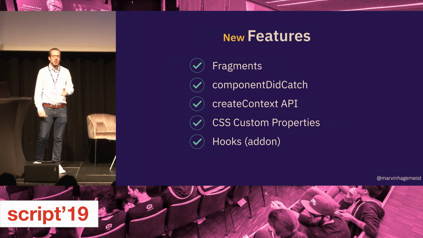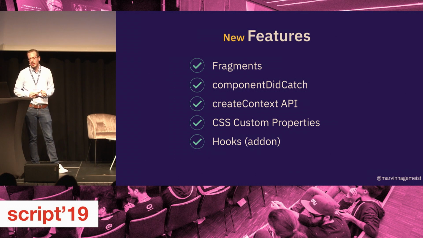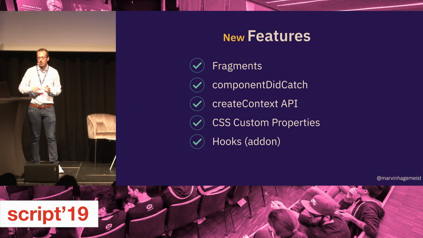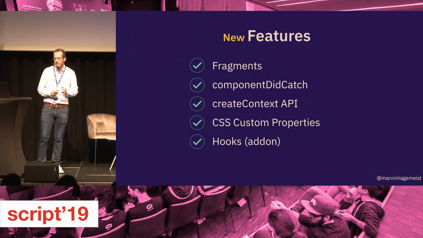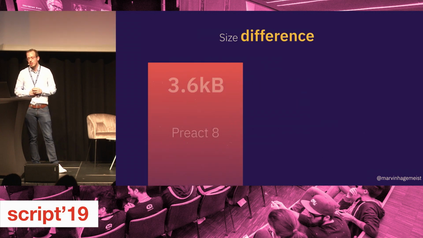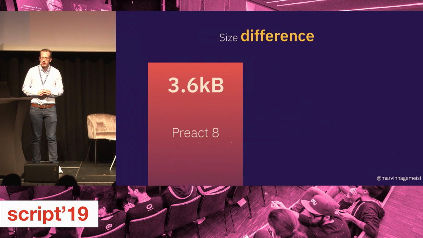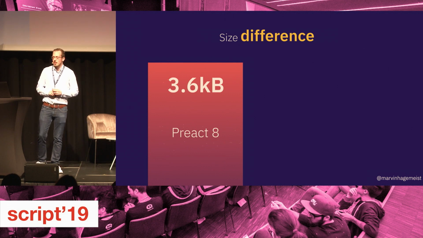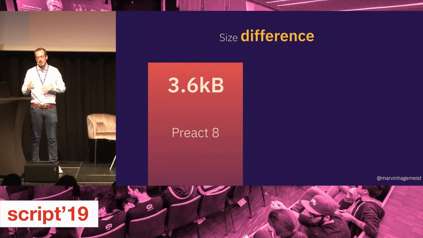It was, I think, like 3 or 4 weeks ago by now, where we added a lot of features like fragments, component catch, create context API, and lots of other things. And the funny thing about this release is not that we have now all these great features still in the same 3 kilobyte range, but the size difference. So the previous version was Preact 8. It sat around 3.6 kilobytes.